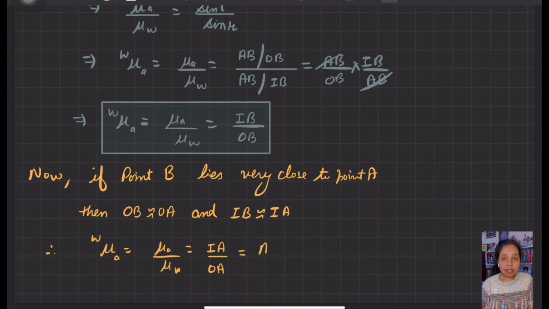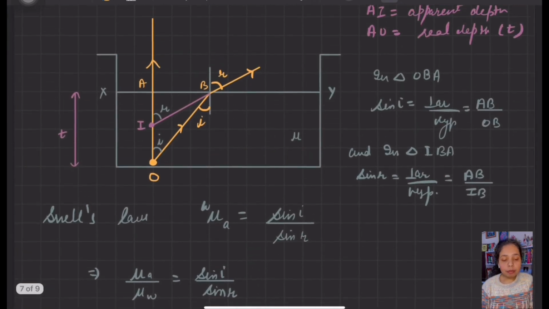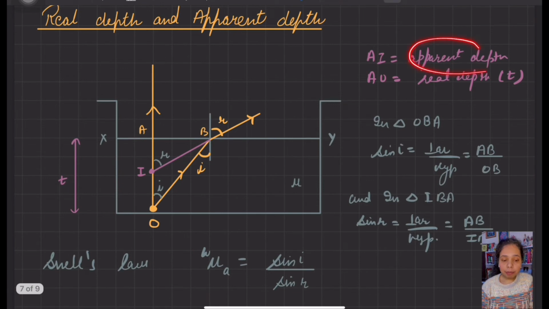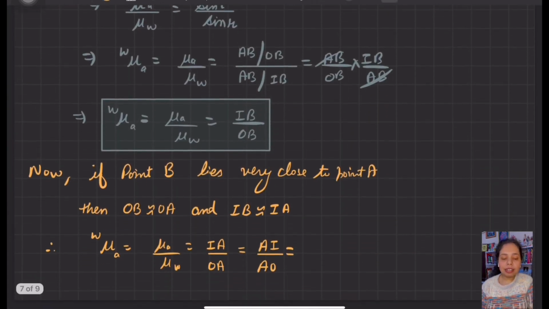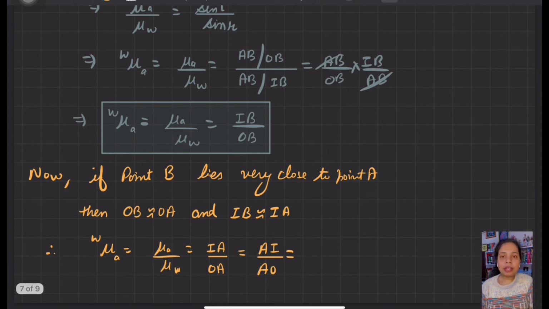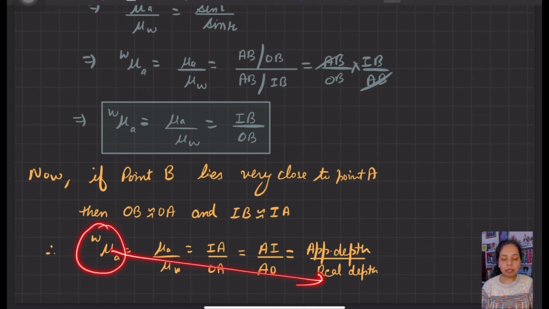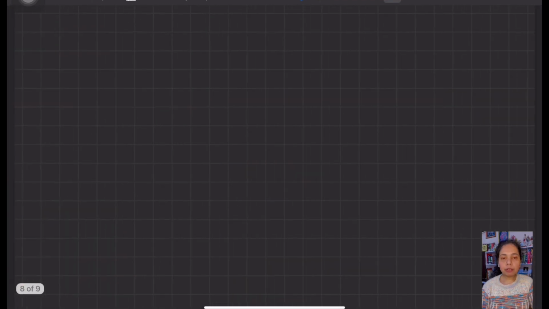And we can rewrite it as AI upon AO, as we already have determined that AI is the apparent depth and AO is the real depth. Therefore, instead of writing AI and AO, I will write it as apparent depth upon real depth. Now we will cross multiply this, that is mu WA will be cross multiplied and we will get mu WA into real depth is equal to apparent depth.